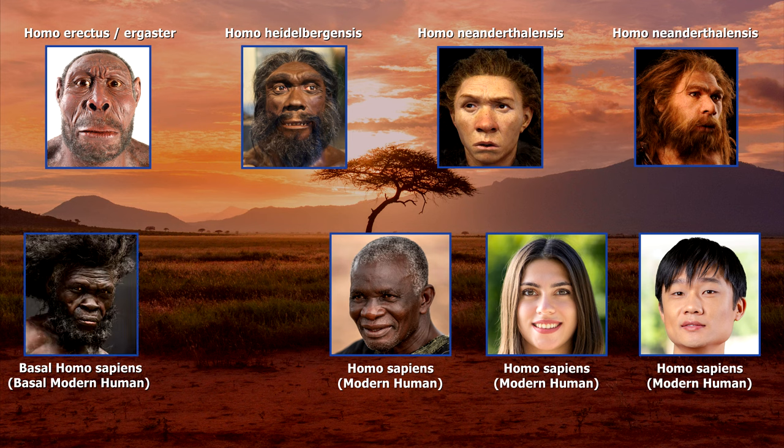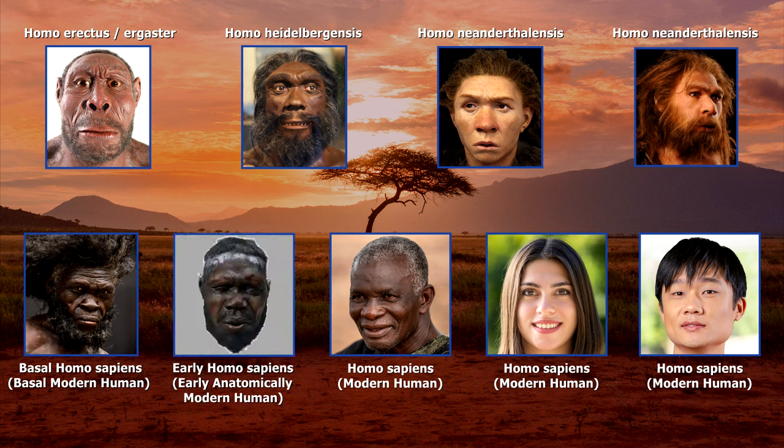Yet another is basal modern human, which refers to Homo sapiens at the beginning of their development from archaically human to fully developed Homo sapiens. Even yet another is anatomically modern human, or early anatomically modern human, which refers to Homo sapiens who had all of the defining morphological traits of extant Homo sapiens but also had a few archaic traits, such as moderately sized brow ridges, mid-facial projection, and slightly robust bones.